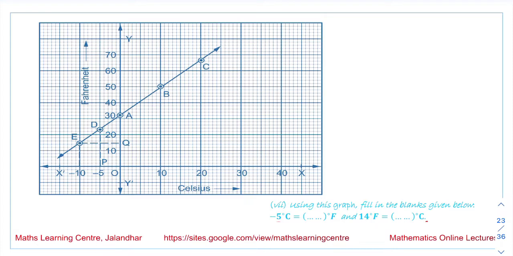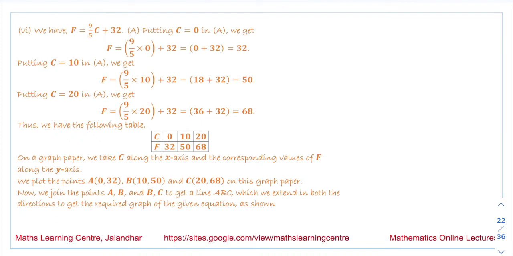So to plot this graph, now we have points with us. We have already calculated the values at C is equal to 0, C is equal to 50. We have all these values. So we draw the table over here. We have already calculated these values. For C is equal to 0, F is 32.